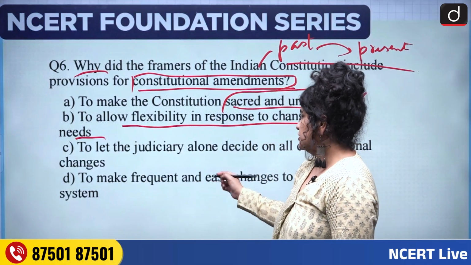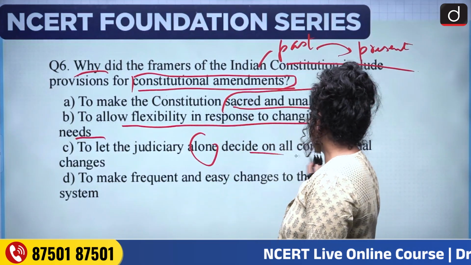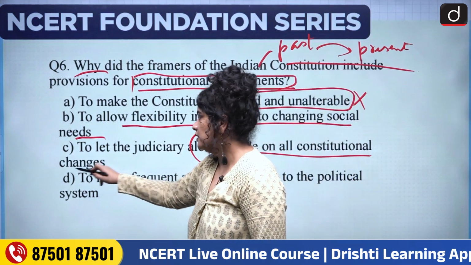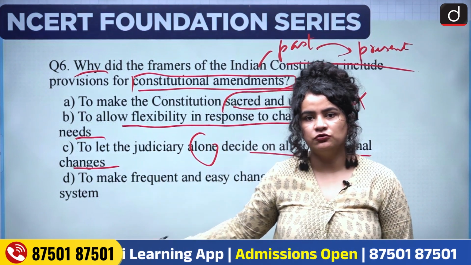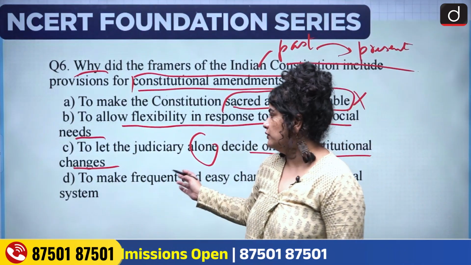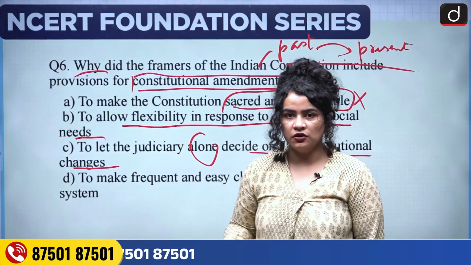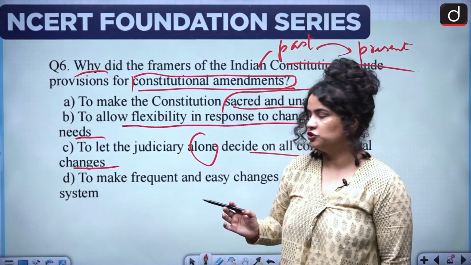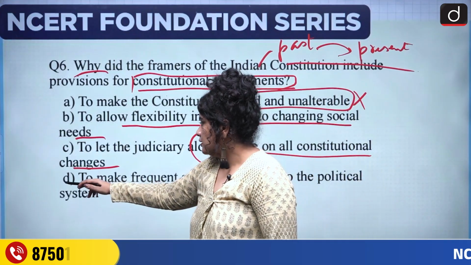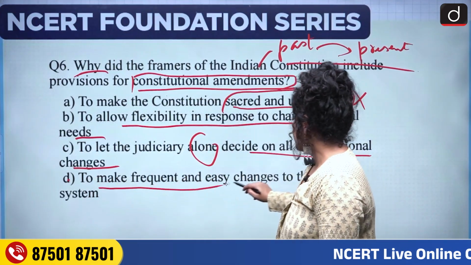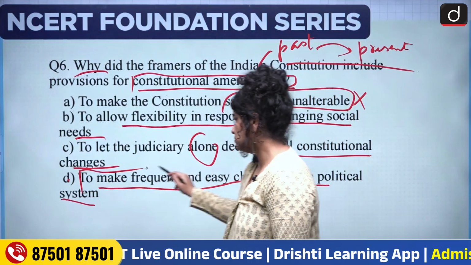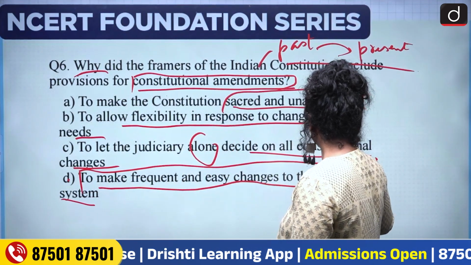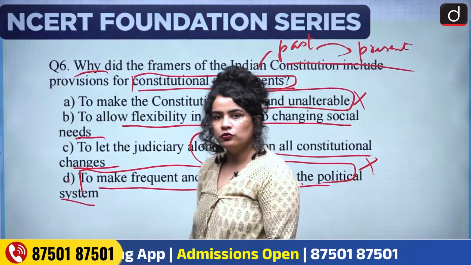C, to let the judiciary alone decide on all constitutional changes. No, then the parliament would be redundant. If judiciary alone had to keep deciding on everything, then we would not need other organs of democratic functioning. All right. D, to make frequent and easy changes to the political system. No. It looks very tempting as an option, but no.